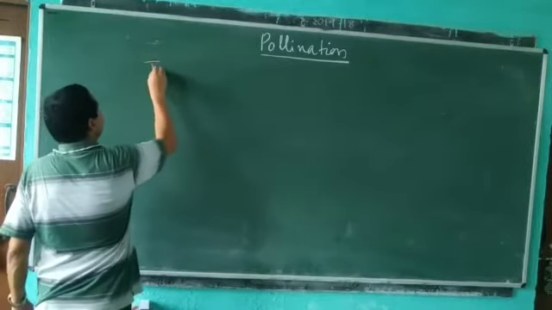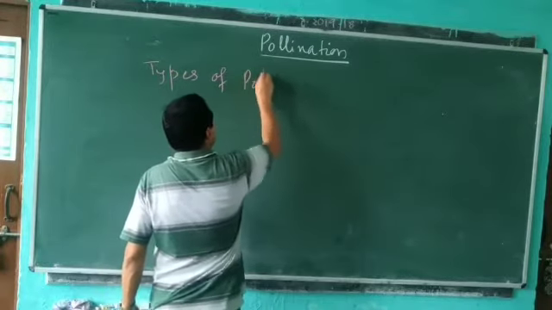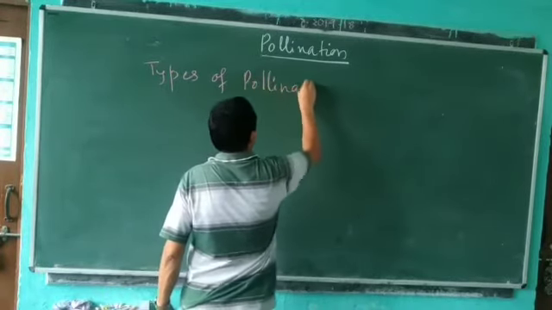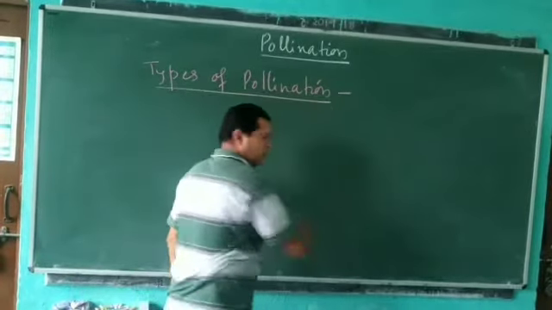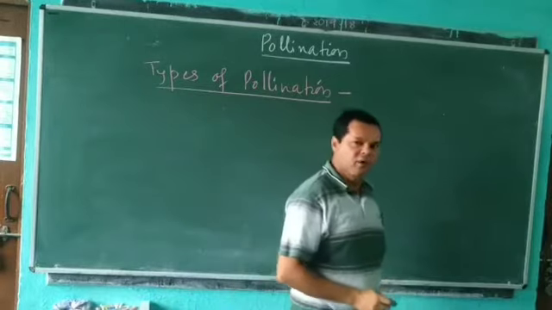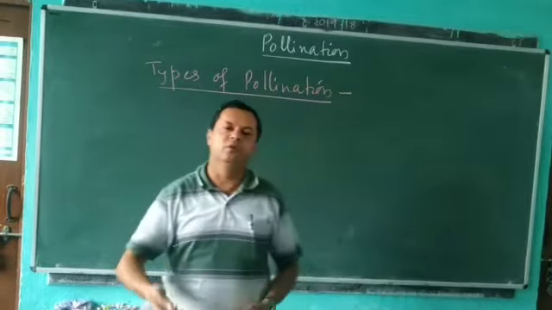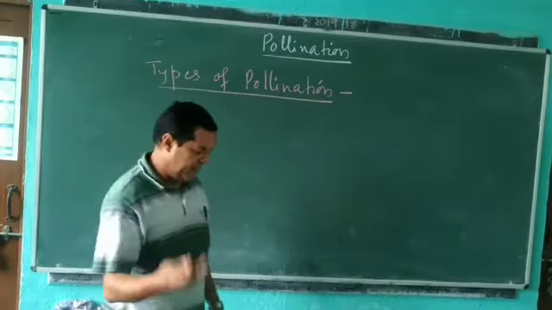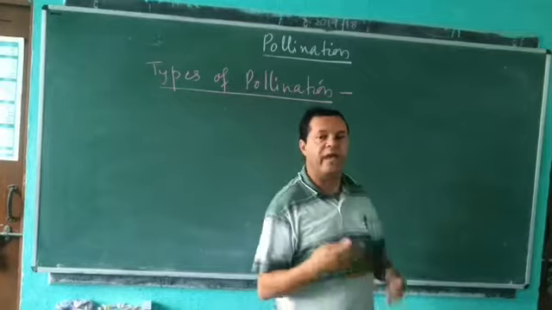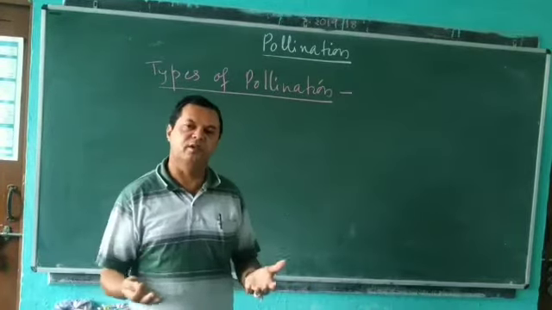Now let us see types of pollination. Pollination is very important because pollination ultimately leads to fertilization, which is very necessary for the development of embryo, which is the future baby plant.